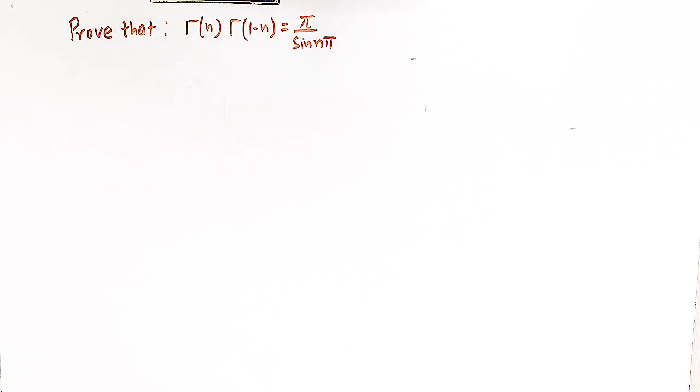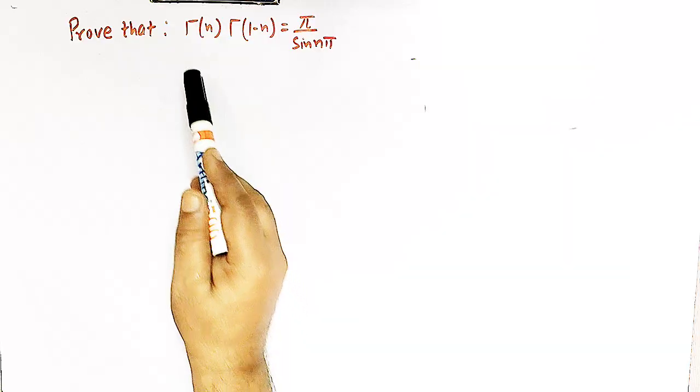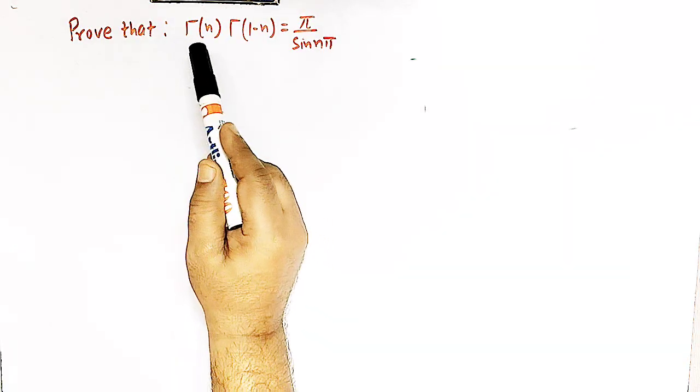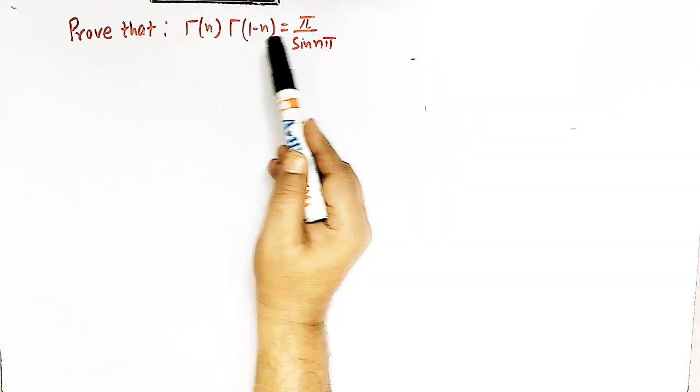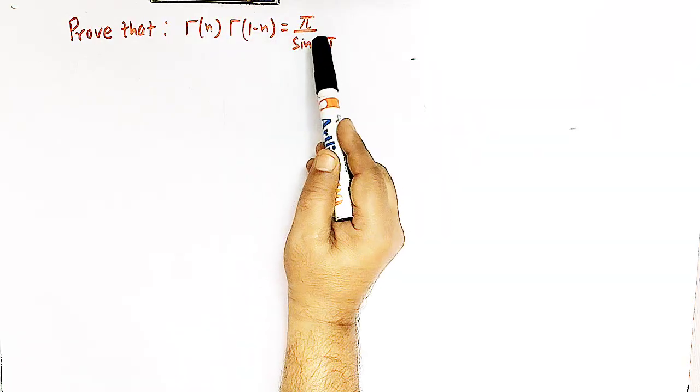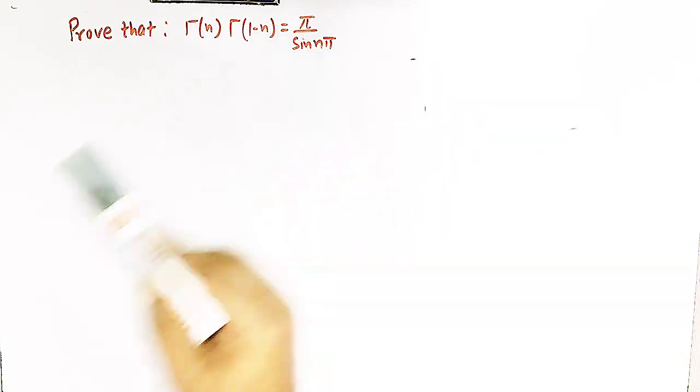Hello viewers, in today's session we are going to discuss the proof of the famous Euler's reflection formula. So Euler's reflection formula goes like this: the product of Γ(n) and Γ(1 − n) is given by π divided by sin(nπ), right?